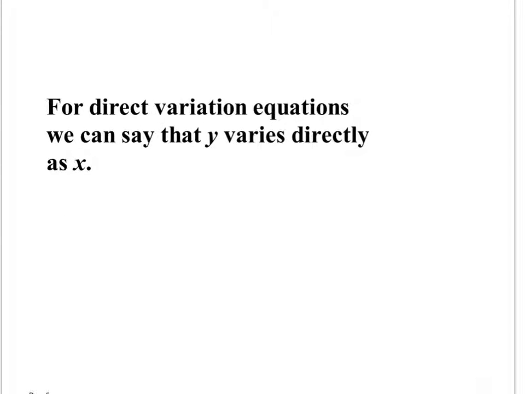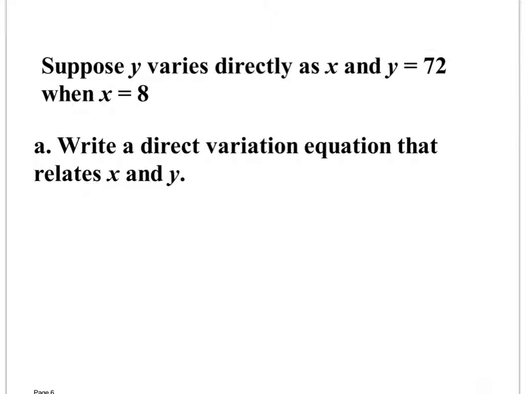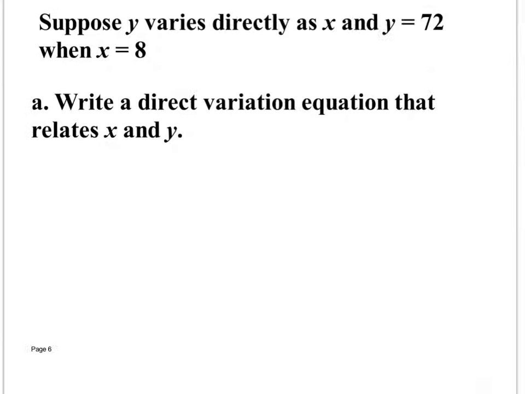Okay. Write this down. It says for a direct variation equation, we can say that y varies directly as x. So as x changes, y changes the same amount. So suppose y varies directly as x and y equals 72 when x equals 8. The first thing I have to do is write a direct variation equation that relates x and y. So I need to figure out what k is, because that's what I don't know.